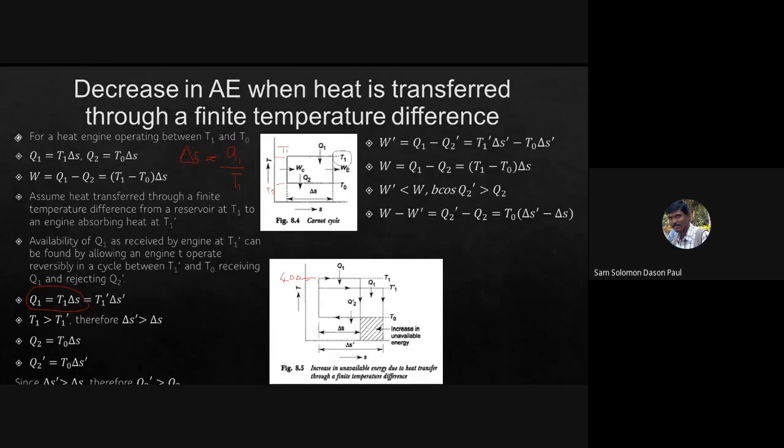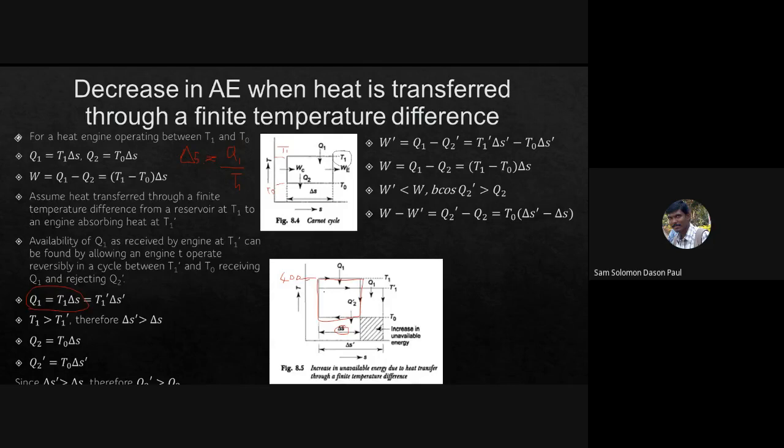If I am going to run a Carnot engine between T1 and T naught, this would be the cycle. This would be the cycle if I run a heat engine between T1 and T naught. In that case, Q1 is T1 times delta S. So delta S you can see here, and this is your Q1.